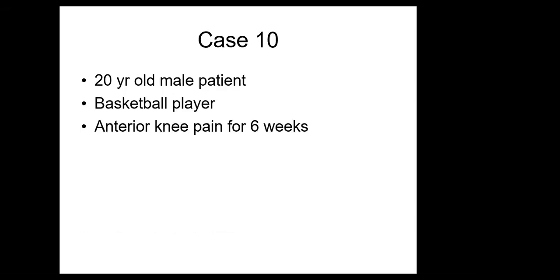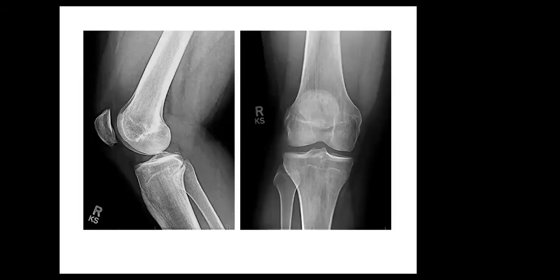So if we go back to the history, where is the problem? The pain is anterior in the knee. Yes, okay, anterior. I think there's an avulsion of the inferior pole of the patella.